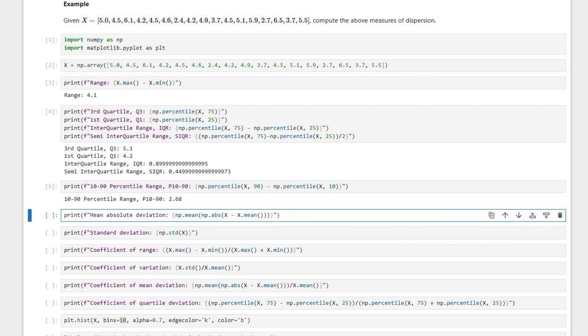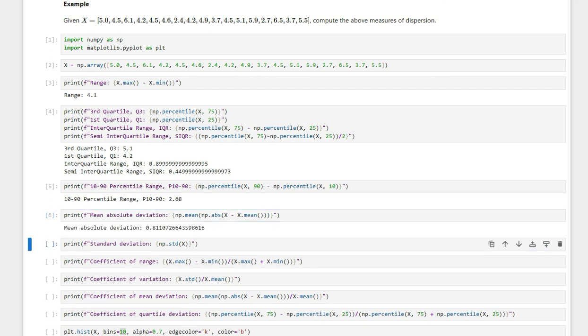For the mean absolute deviation, we'll take the difference between each value in the data and the mean of the entire data set, and then we'll take the absolute value overall and then compute the mean. So that will give us the mean absolute deviation of the data set, which is 0.81 in this case.